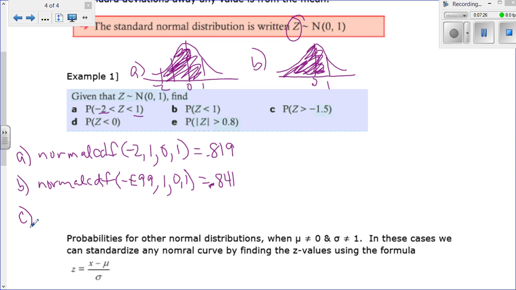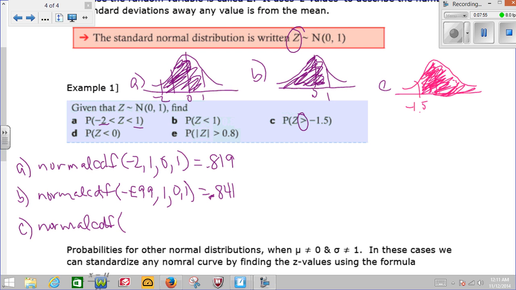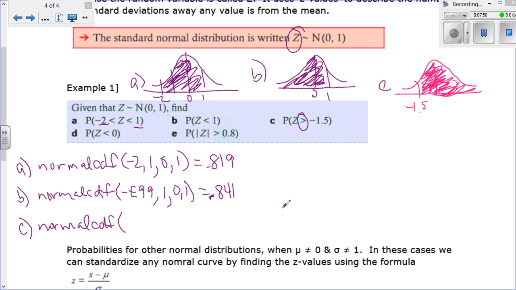For C, that's 0. There's -1.5. That's just this small area over here. So it is normal CDF. And my, oh dear, my bad, that's greater than. Let me erase that. Hang on. Okay, there, I changed colors so you can see what I fixed.